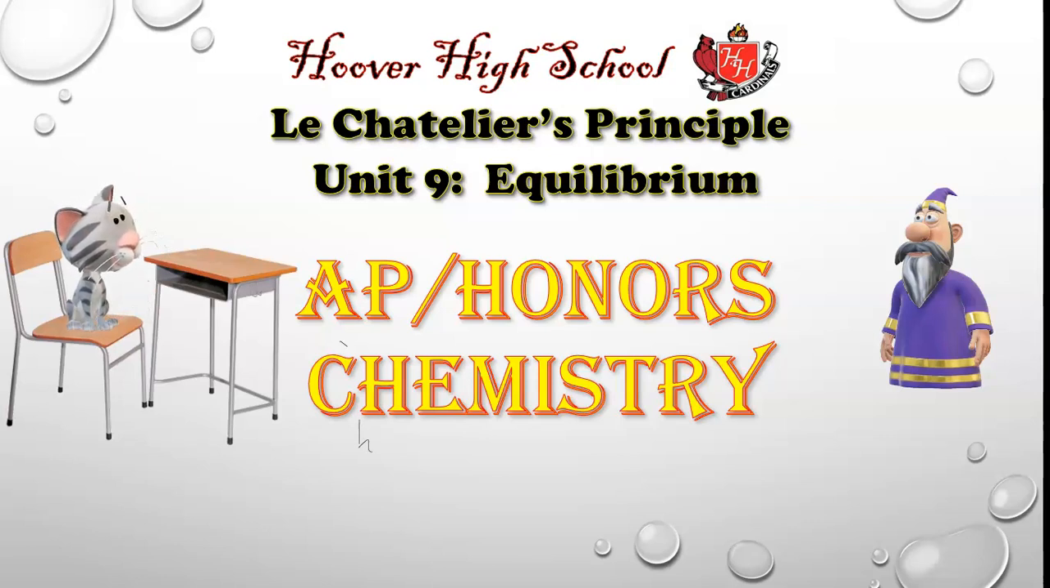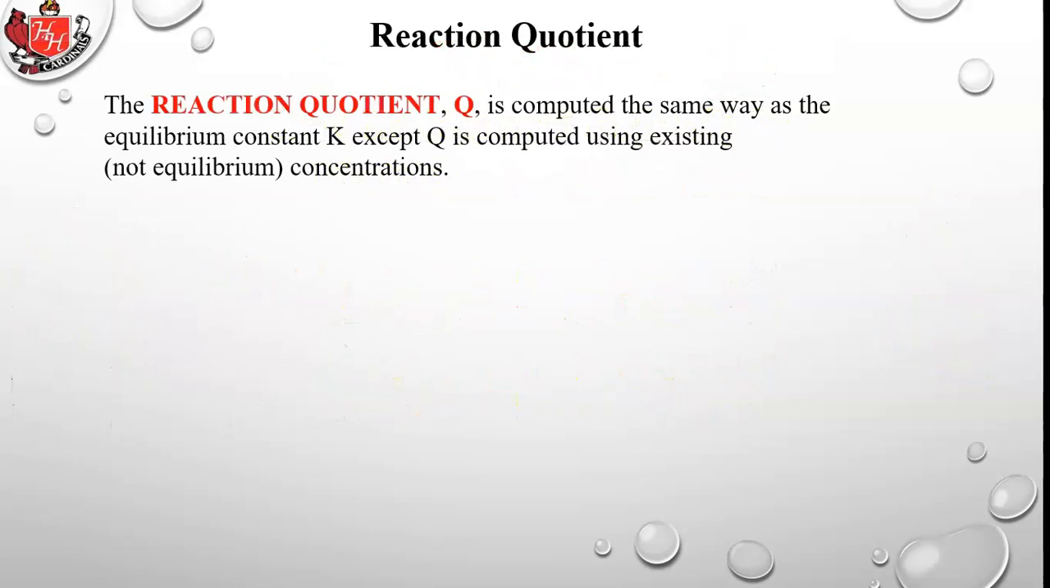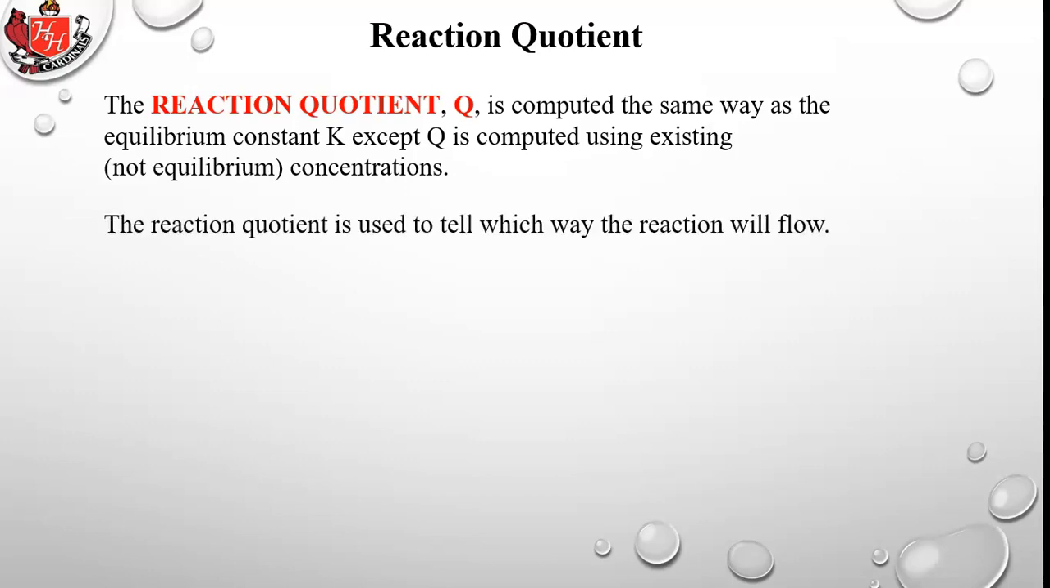Chemistry, we're on to our final lesson in the equilibrium unit, and this is on Le Chatelier's principle. The reaction quotient is computed the same way as an equilibrium constant K, except Q is computed using the existing non-equilibrium concentrations in a reaction. In other words, it can be computed with any concentrations of products and reactants, whereas K is computed specifically with equilibrium concentrations. The reaction quotient is used to tell which way the reaction will flow.